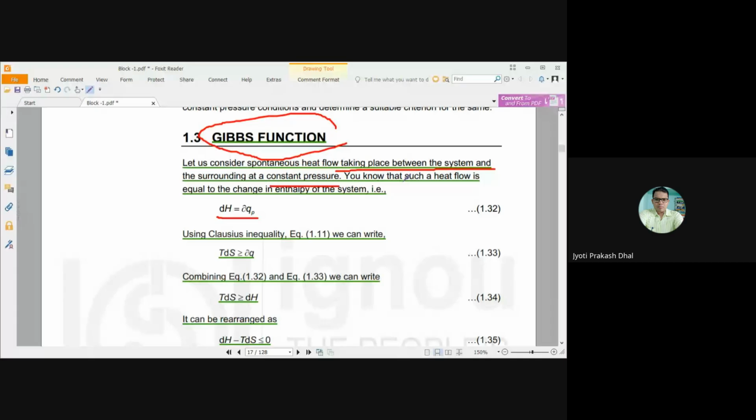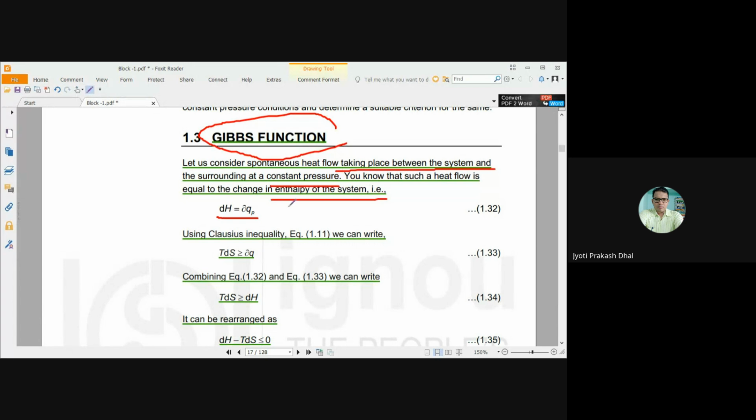You know that such a heat flow is equal to change in enthalpy of the system. In the previous case, if heat flow takes place between system and surrounding at constant volume, the heat flow equals change in internal energy. But as here the heat flow takes place at constant pressure, the heat flow is equal to change in enthalpy. So at constant temperature and volume, the heat flow is change in internal energy, and when the process takes place at constant temperature and pressure, the heat flow is equal to change in enthalpy.